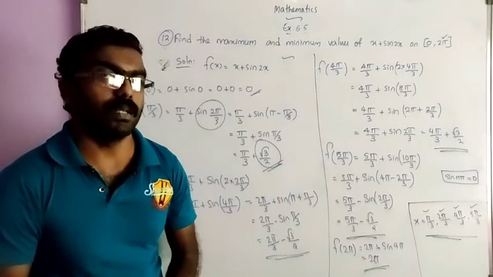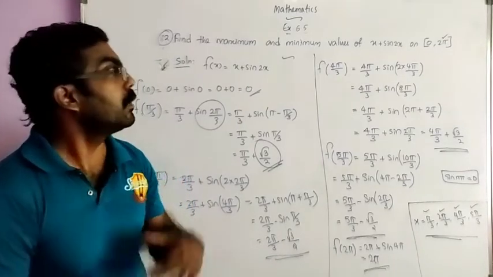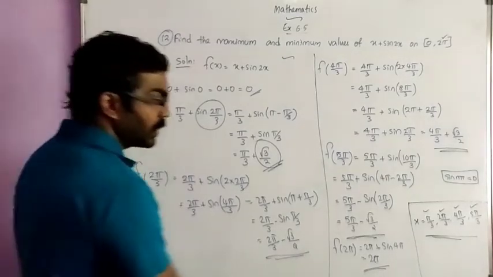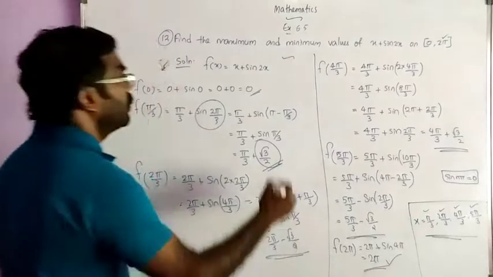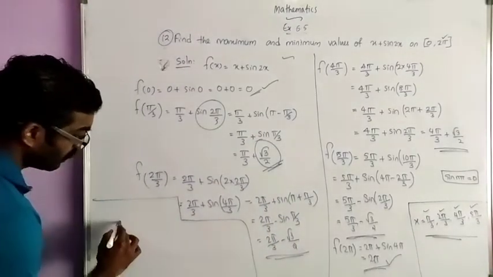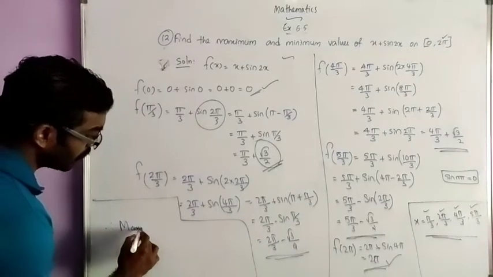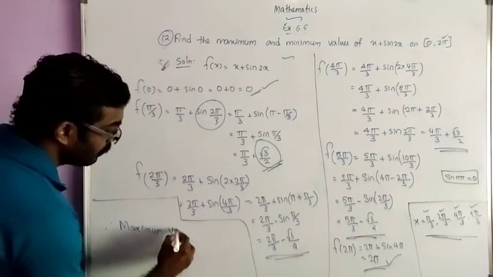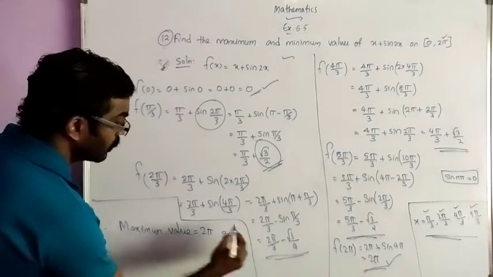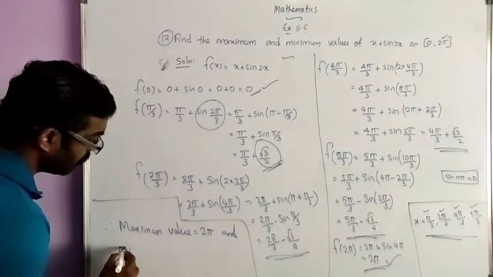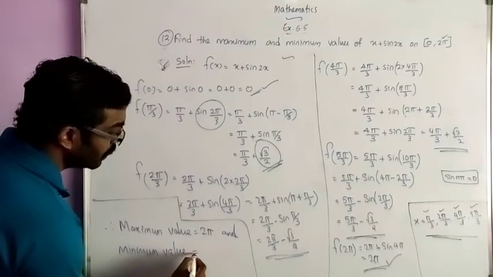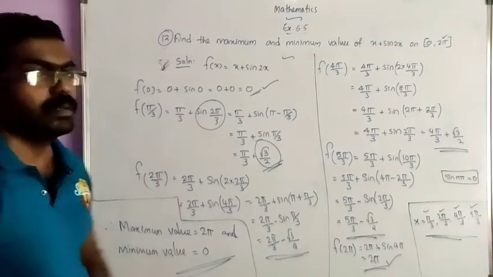Now we can compare all these values and choose the maximum and minimum value among these numbers. So here the maximum value is 2 pi and the minimum value is 0. Therefore, the maximum value is equal to 2 pi and the minimum value is equal to 0. Understood?